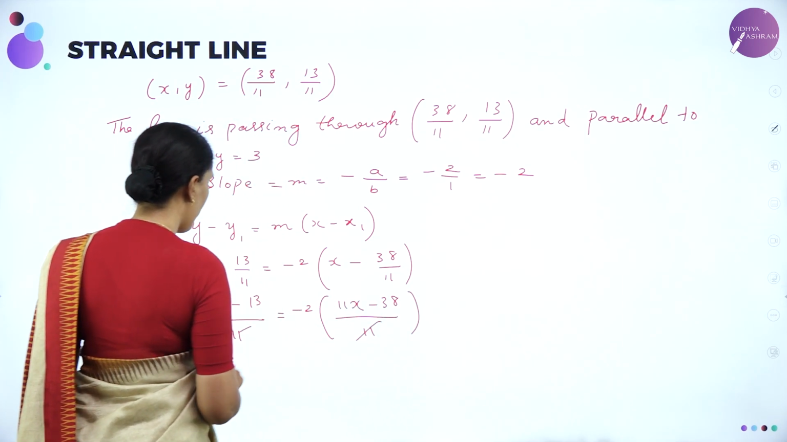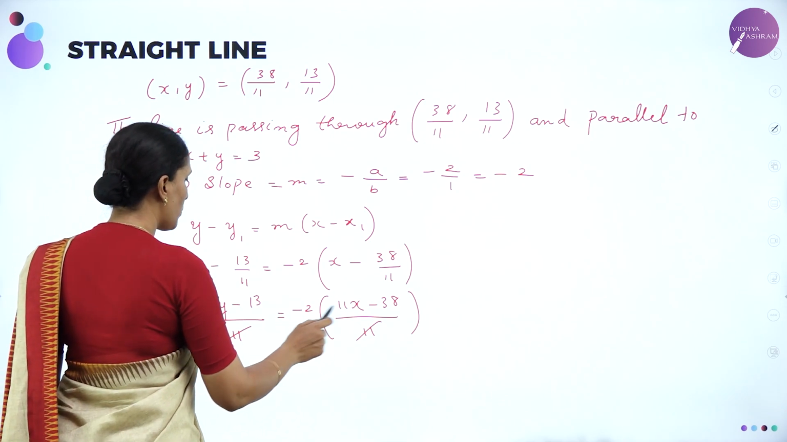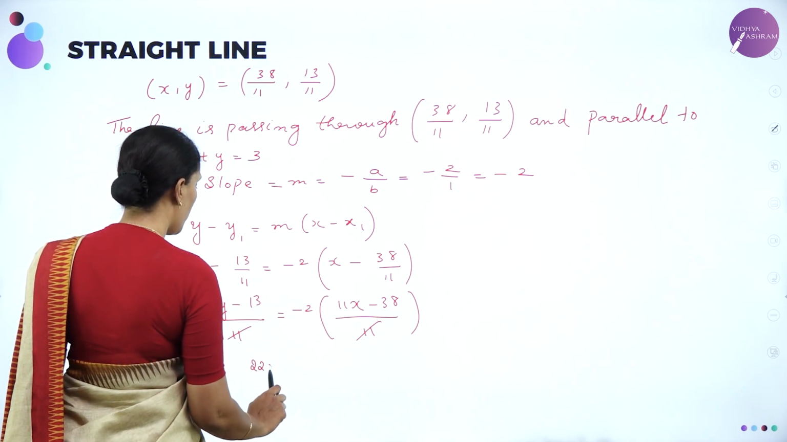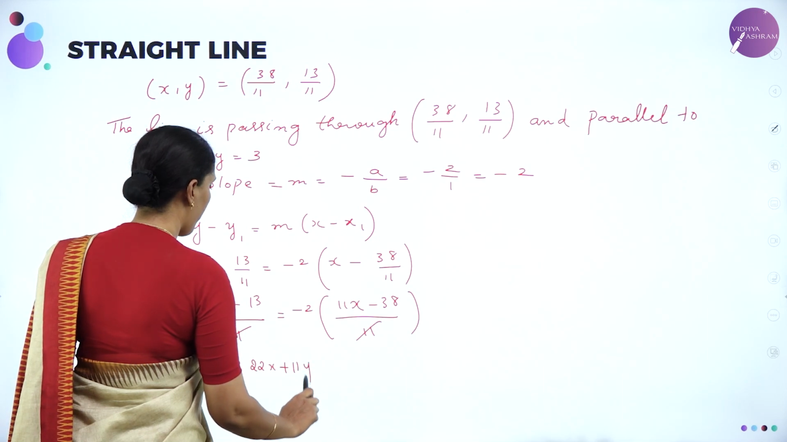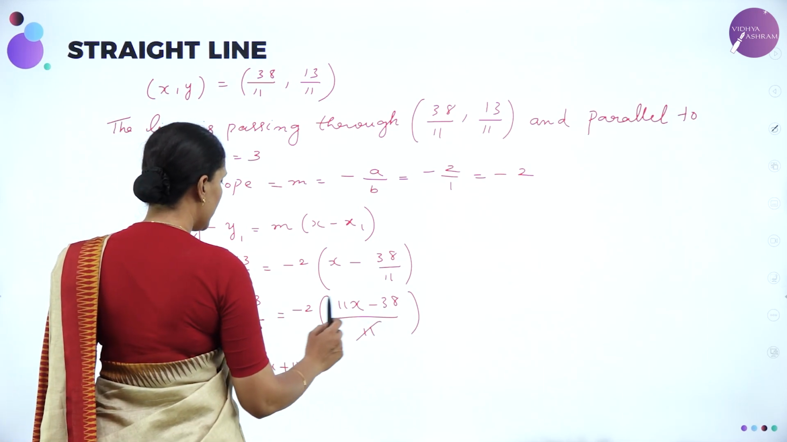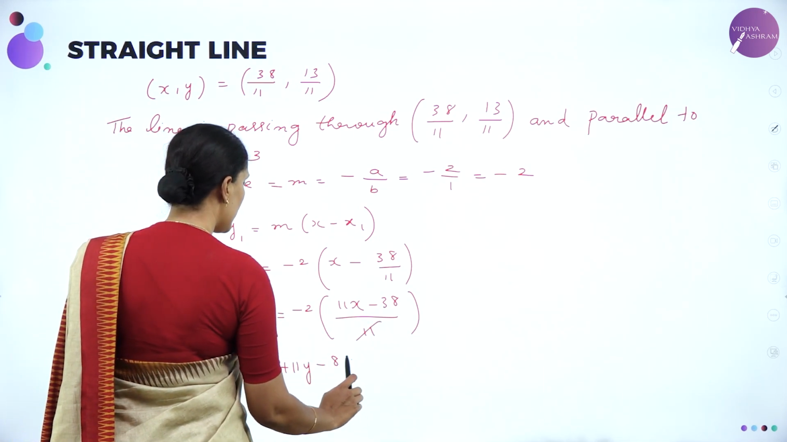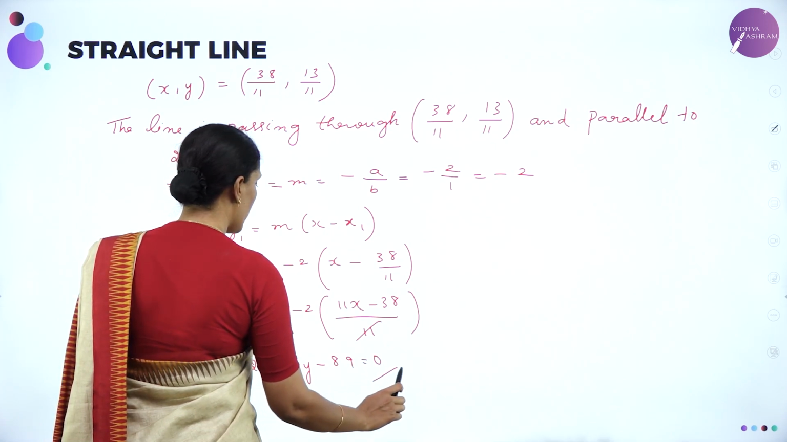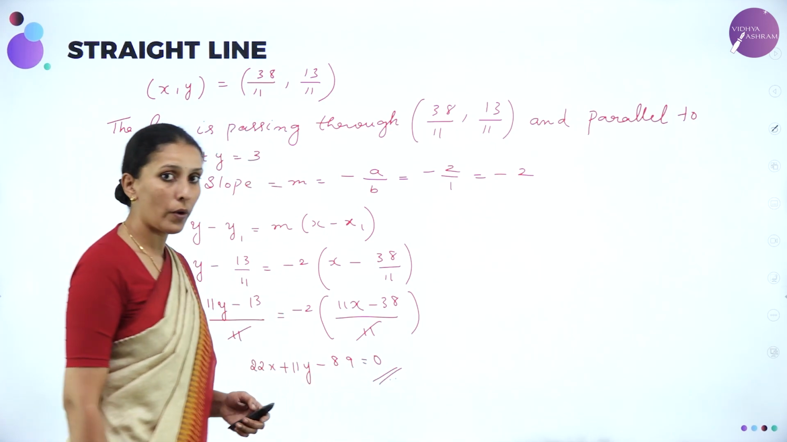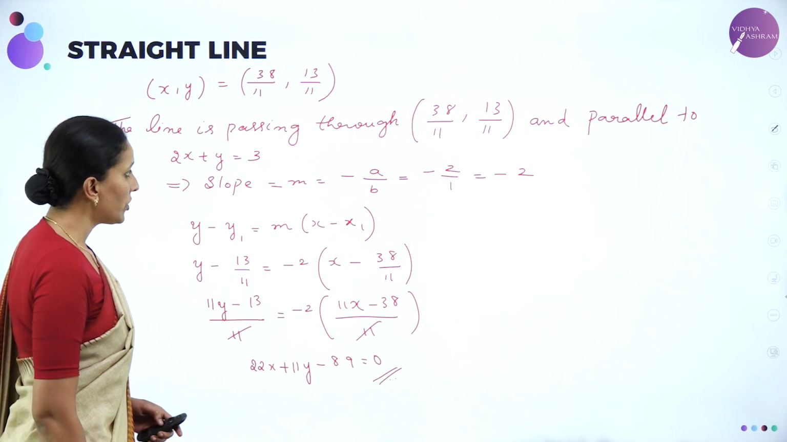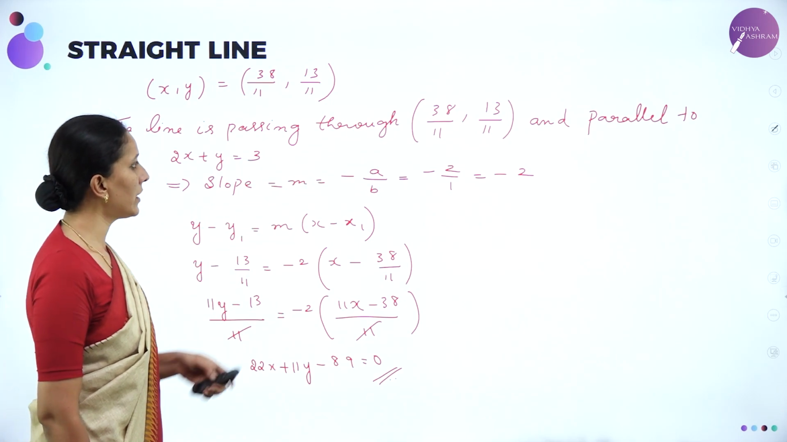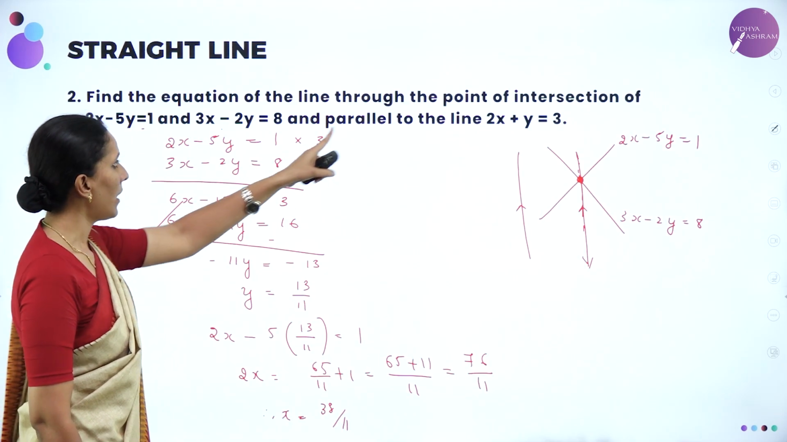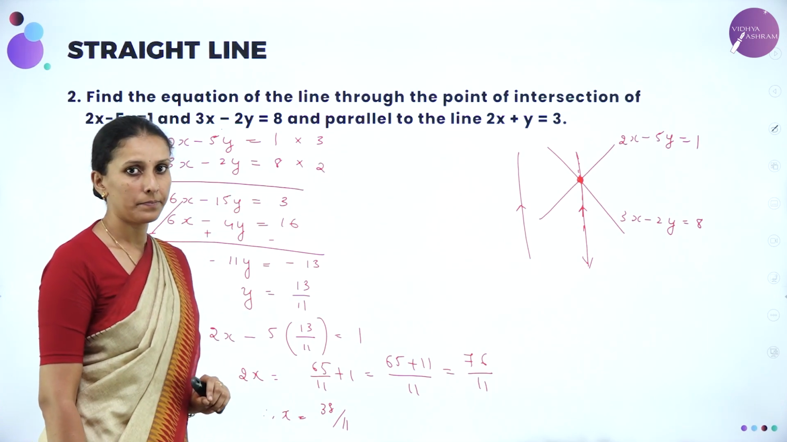We can cancel 11 on both sides. So minus 22x becomes plus 22x plus 11y minus 13 minus 22 into x will get minus 89 is equal to 0. So this will be the required equation of a line which is passing through the point of intersection of these two lines and parallel to the third line.